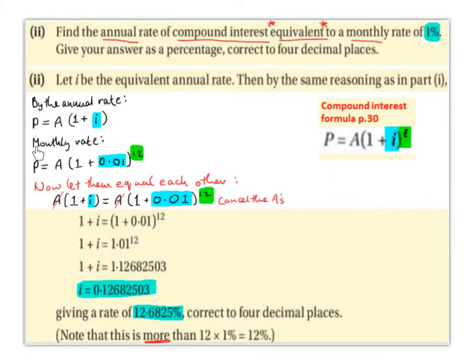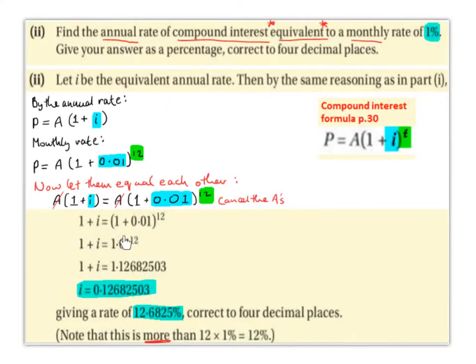Again, notice that they both have P at the start, they're both equal to P, so we let them equal each other. So we have A times 1 plus I down here is equal to A times 1 plus 0.01 to the power of 12. Next we cancel out the A's. So we have 1 plus I on the left of the equal sign, and 1 plus 0.01 to the power of 12 on the right of the equal sign. 1 plus 0.01 is 1.01, that's still to the power of 12.